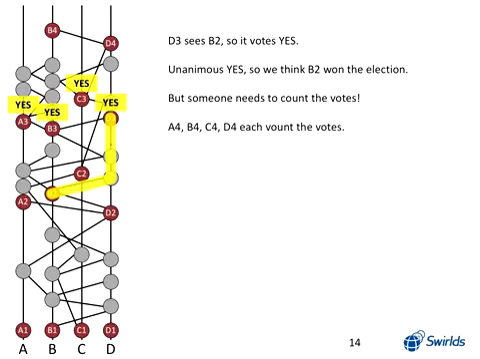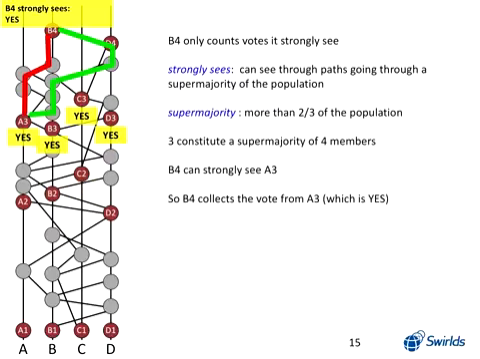So the election's not over. We need an event to count our votes for us. So that would be an event in round 4, looking back at the events in round 3. In fact, it'll be a witness in round 4 to do the counting. So I told you the voting was based on just seeing. Counting votes is based on strongly seeing.